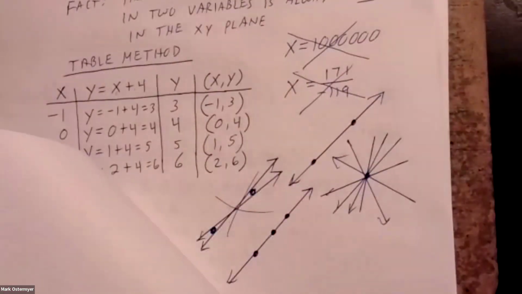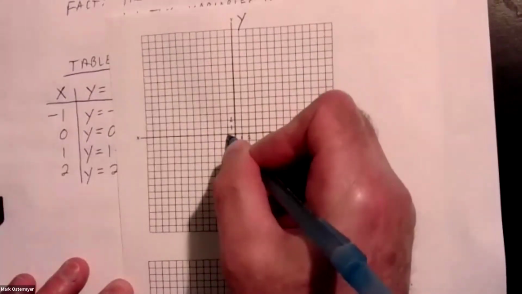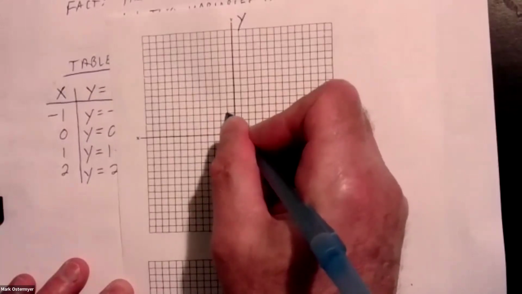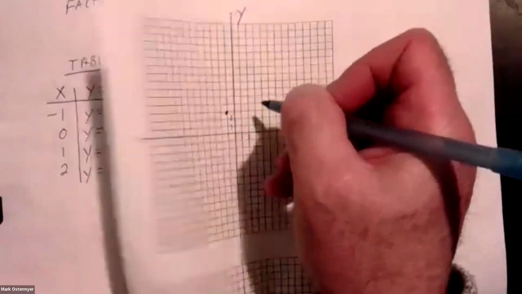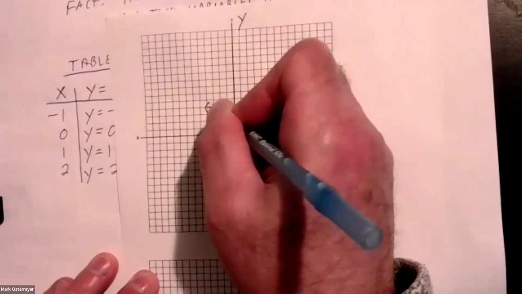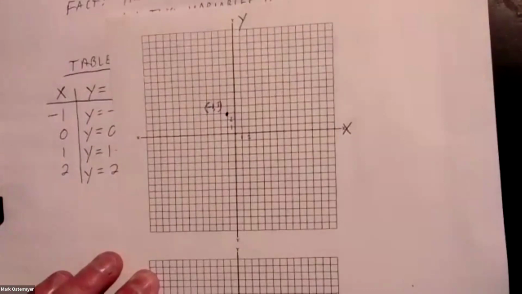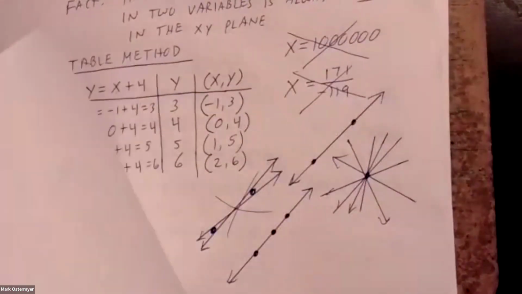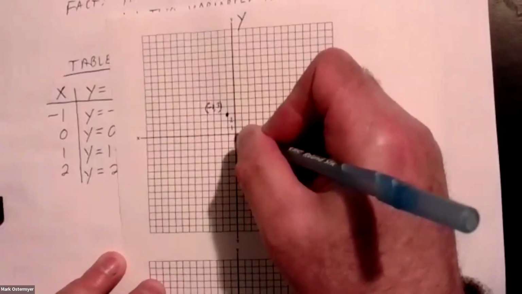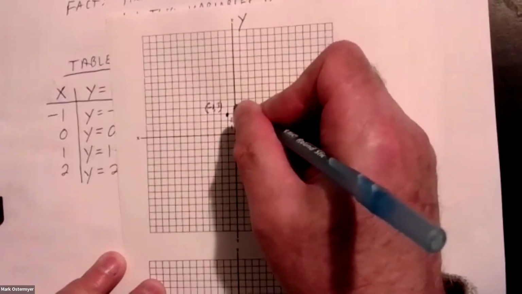So how do I plot (-1, 3)? I start at the origin and I go 1 to the left, then up 3. 1, 2, 3. There's (-1, 3) in the second quadrant. Now you don't have to do this, but if you want to, you can label the points. It does clutter your graph up, okay? Now I want to plot the other solution I found, which was (0, 4). We start at the origin, stay on the y-axis and move up 4. 1, 2, 3, 4. There's (0, 4).